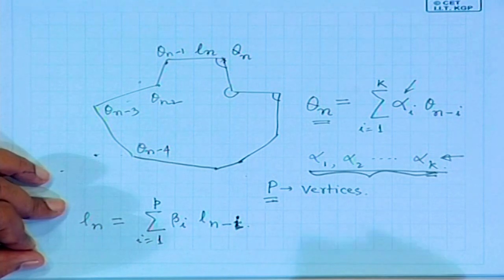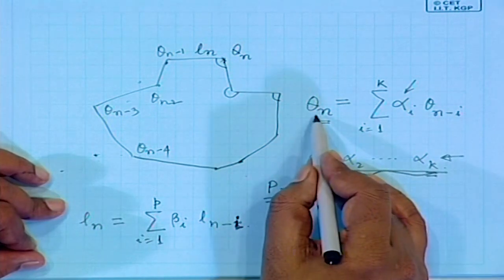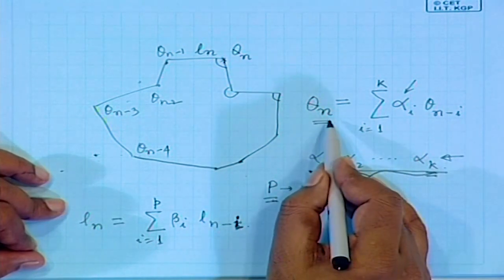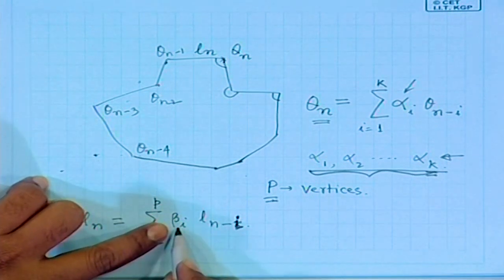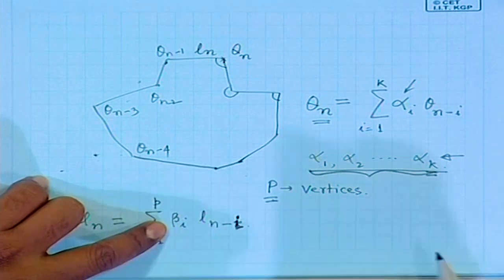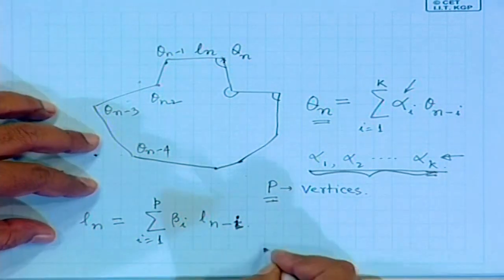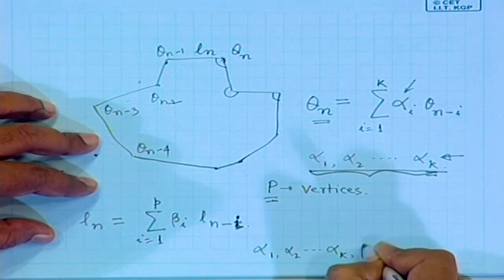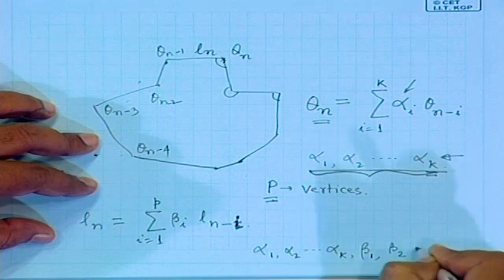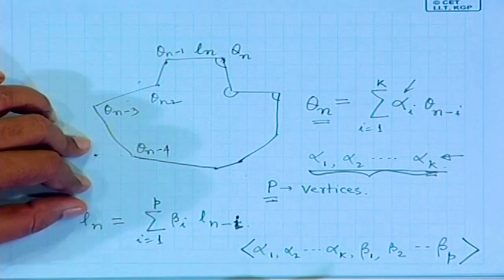Okay. So, I get a set of coefficients alpha 1 to alpha k considering the angles obtained at the vertices, and I can also get another set of p coefficients, beta i varying from 1 to p, considering the lengths of the edges. Okay. So, now if I concatenate these two, alpha 1, alpha 2 up to alpha k, then beta 1, beta 2 up to beta p, I get a feature vector of dimension k plus p.